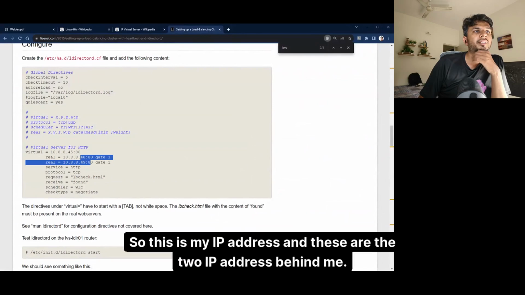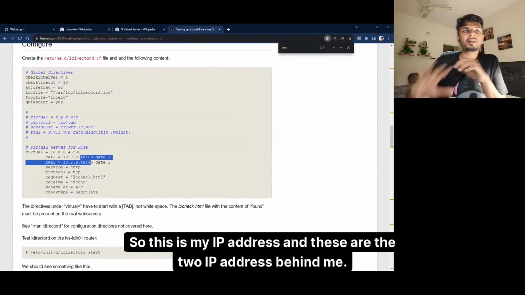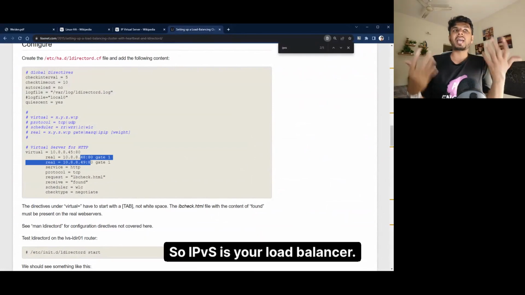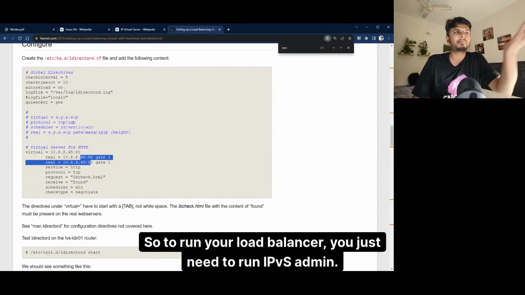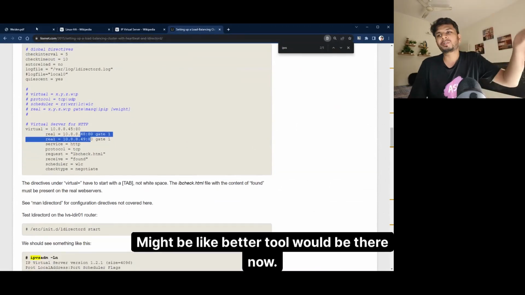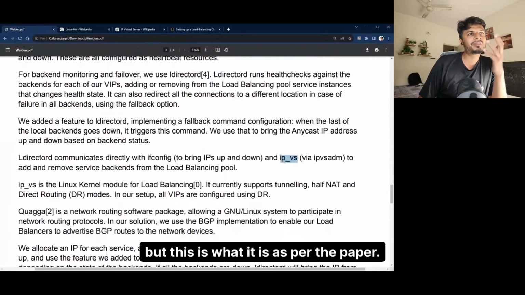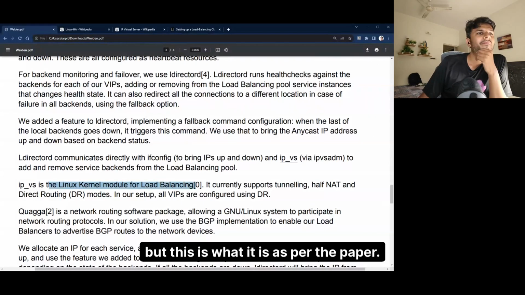And how do you configure this? This is how you configure it. This is my IP address and these are the two IP addresses behind me. So IPVS is your load balancer. To run your load balancer, you just need to run ipvsadm. There might be a better tool now, but this is what it is as per the paper.